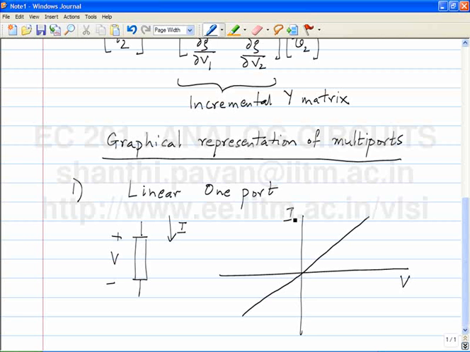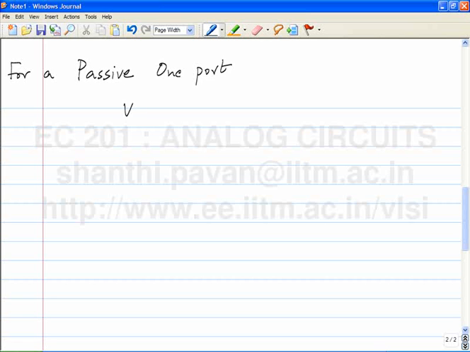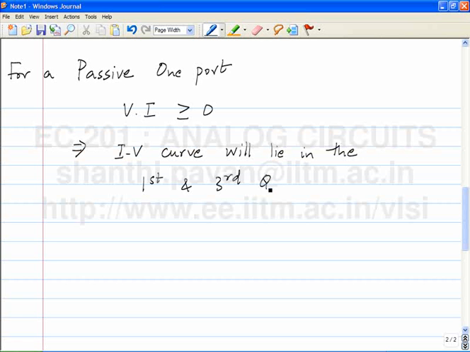So further, if I constrain that the linear one port is passive, can I make any comment on the characteristic? What is a passive one port? What do you understand by passive? It does not generate power, okay? And we are talking about just resistive networks at this point. So in other words, for a passive one port, V times I must be greater than or equal to 0, which means that the IV characteristic or IV curve will lie in the first and third quadrants. Do you understand?